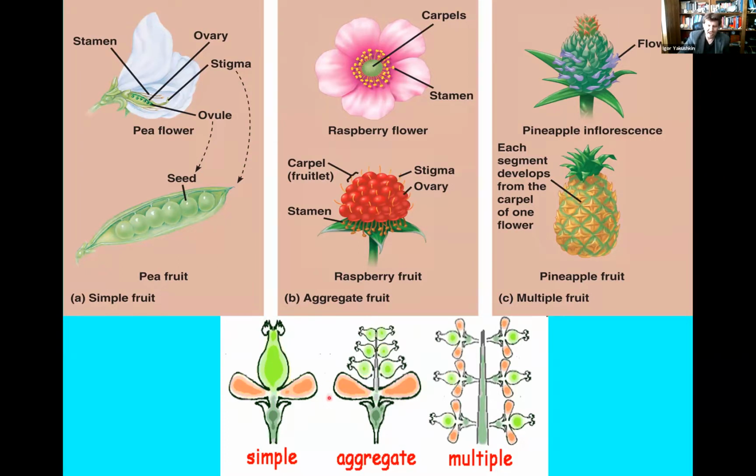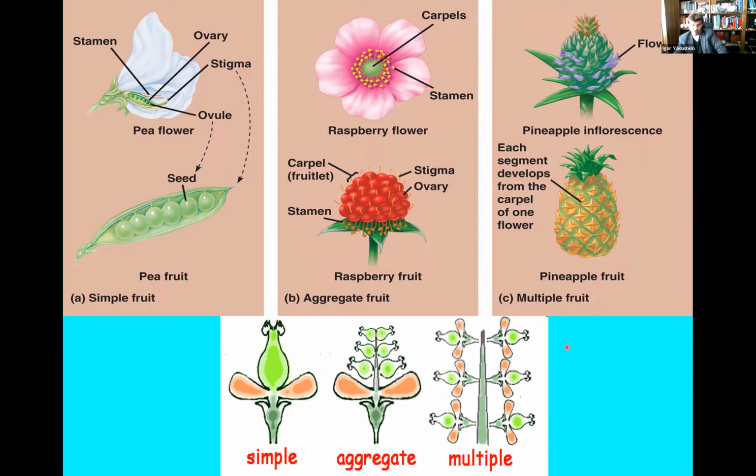Now, the aggregate: one flower, but now several ovaries. Therefore, several seeds will be produced during the development of that particular fruit. And that is known as the aggregate. One flower, several ovaries. A good example would be a raspberry. Strawberry we'll put as an aggregate fruit as well.